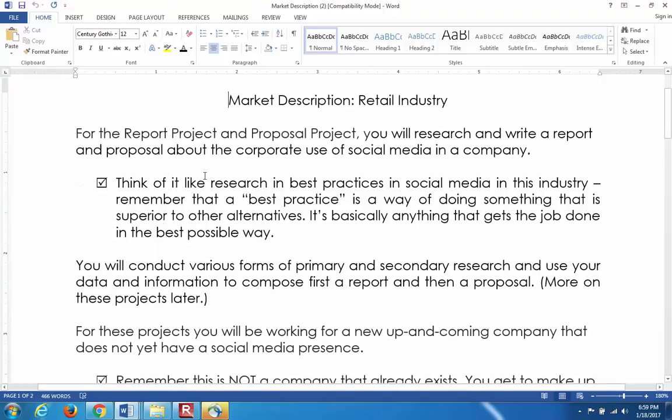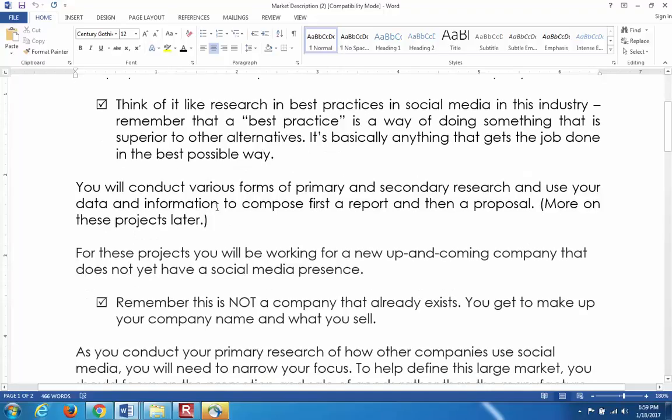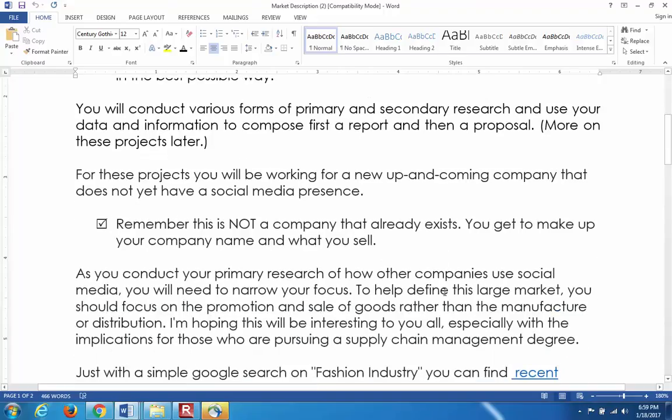So a best practice is a way of getting something done in the best possible way. All right? So that's what we're looking for. How big companies use social media in the best possible way. For these projects, you'll be working for a new and up-and-coming company, not a company that already exists. Okay, you can tell that some of the things I go over several times are really important, so that's why I kind of bring it up over and over again.